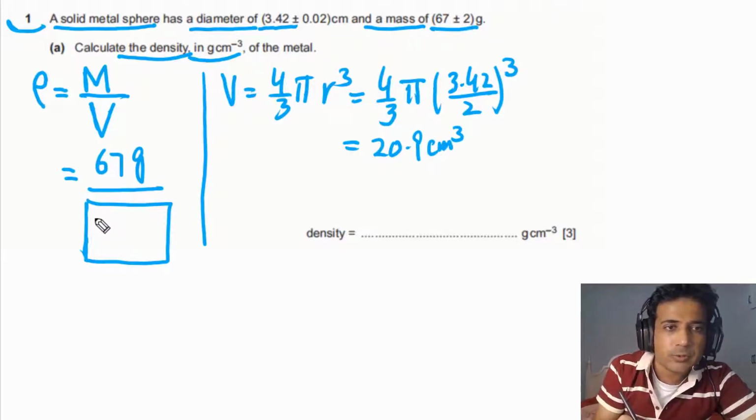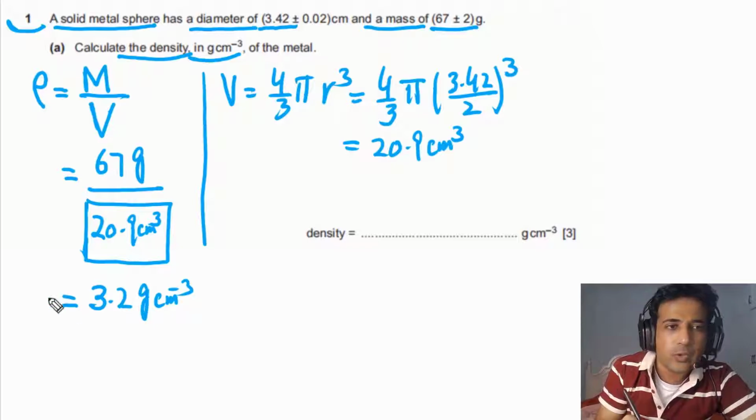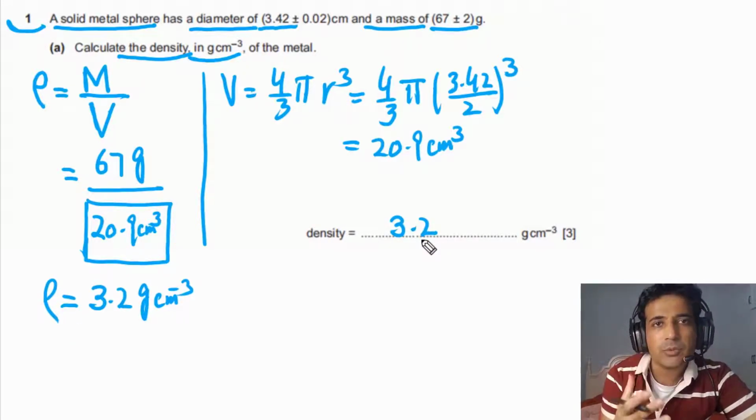Now simply we can plug in this value here. So this is 20.9 centimeter cube, and we can solve for density. Our value of density will be equal to 3.2 grams per centimeter cube. So this is the value of density. This is our final answer, and this is how you can calculate density.